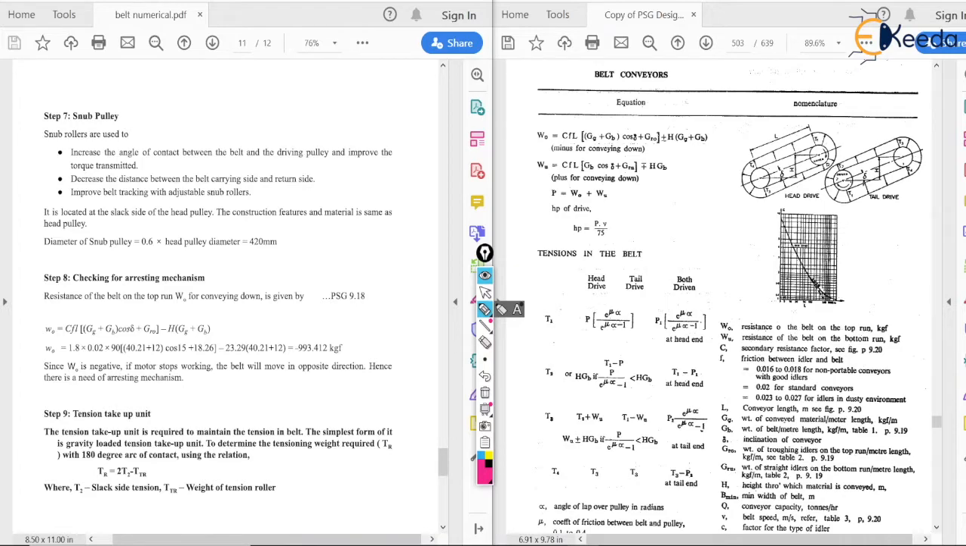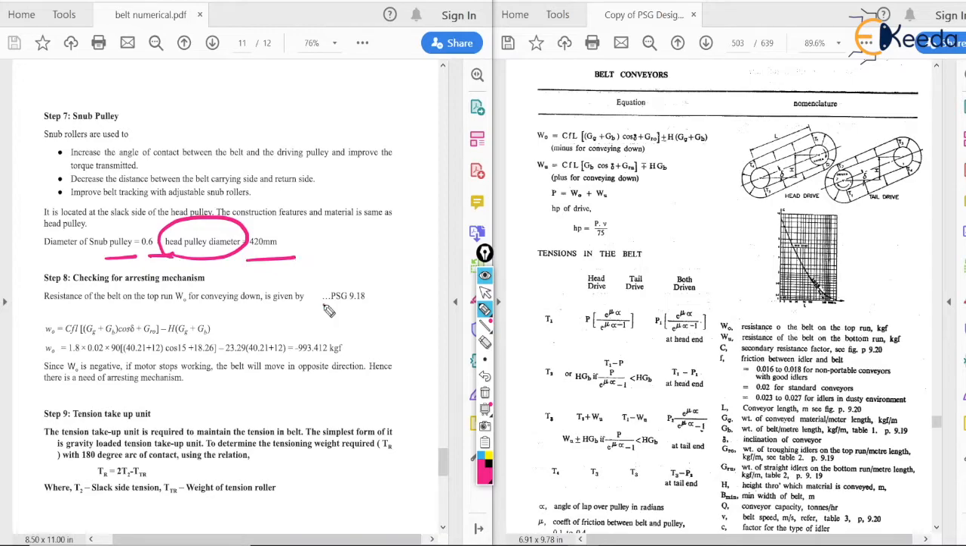Now it is located at the slack side of the head pulley, and the construction features and the material is exactly same as a head pulley. So the diameter of a snub pulley is equal to 0.6 times the diameter of head pulley. So we have already calculated the head pulley diameter in the previous step. So from that you can calculate the value. Now checking for arresting mechanism.